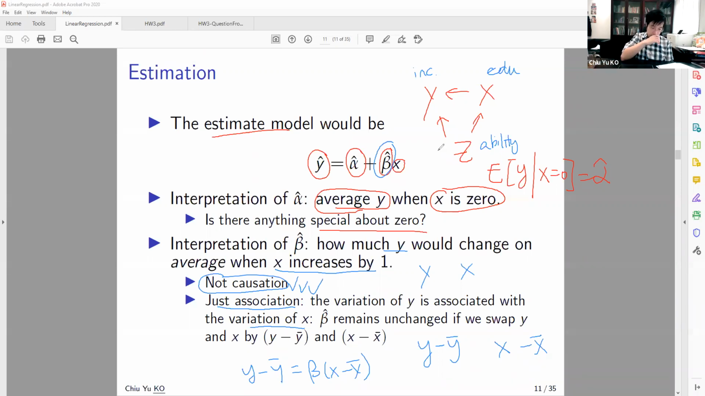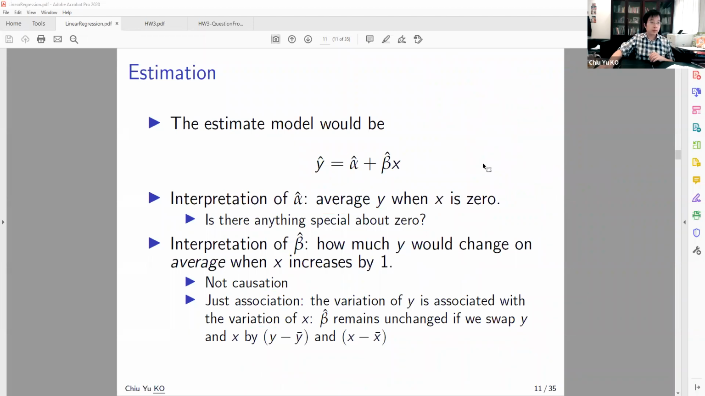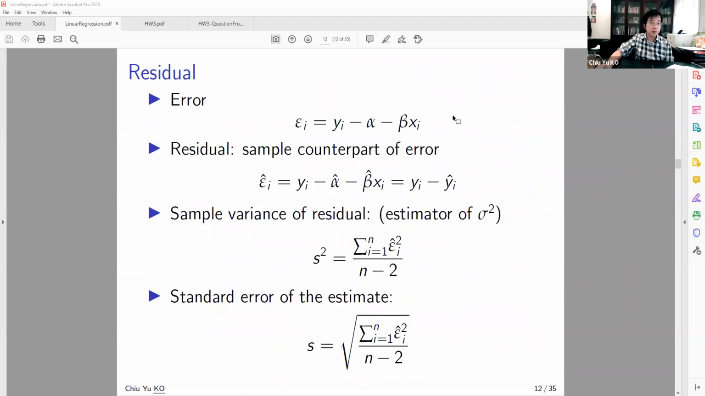Any questions? I hope that is clear. So the next part is what we call the residual.